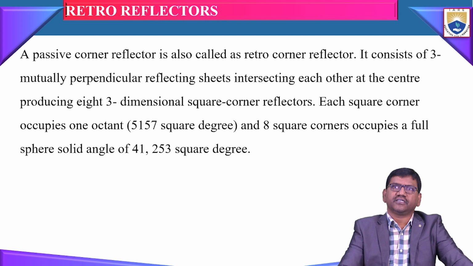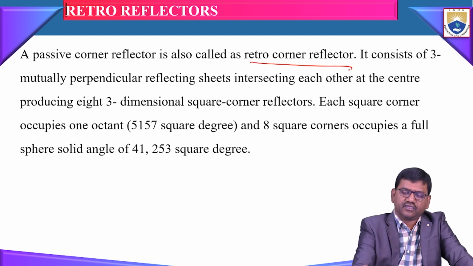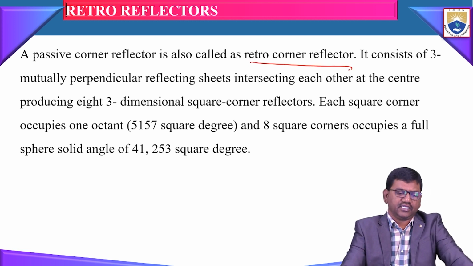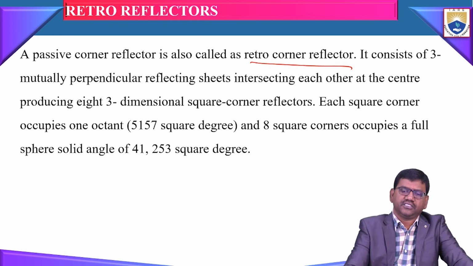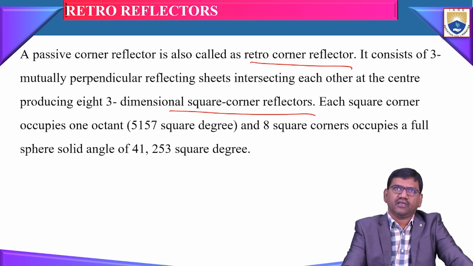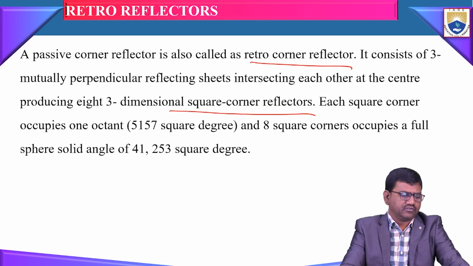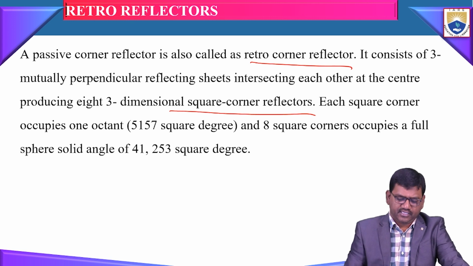A passive corner reflector is also called a retro reflector. It consists of three mutually perpendicular reflecting sheets intersecting each other at the center, producing three-dimensional square corner reflectors. Each square corner occupies one octant, that is 5157 square degrees, and 8 square corners occupy a full sphere solid angle of 41,253 square degrees.